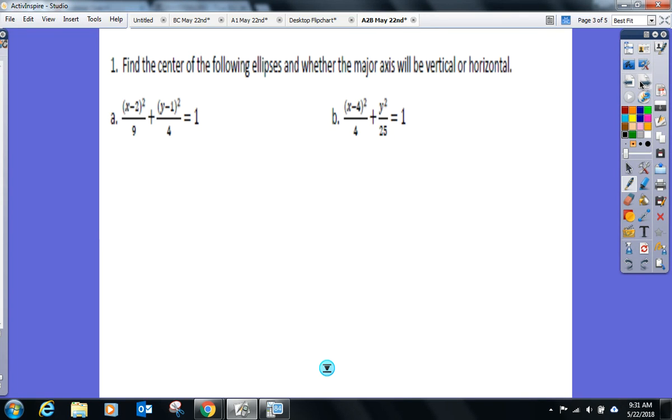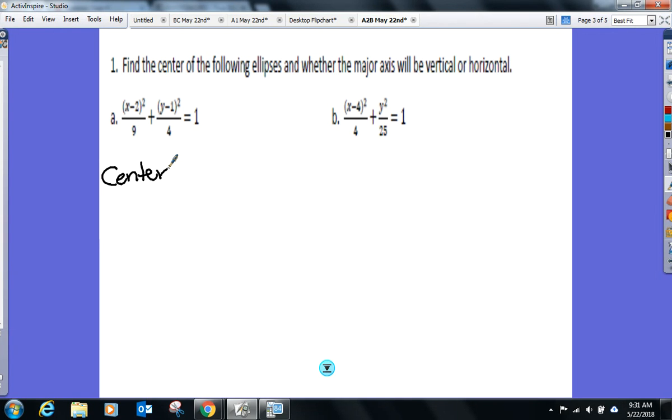Find the center of the following ellipses and whether the major axis will be vertical or horizontal. Wow, huh? How about that right off the bat? Well, the easiest place to start is the center. Every ellipse comes in this form. Take a look at the fractions here, always equal to 1, adding them up. You will see a number plugged in with x, which I'm going to refer to as my h value, and a number plugged in with the y, which I'm going to call my k value. The center always comes in the form of a coordinate, an (h, k) coordinate.